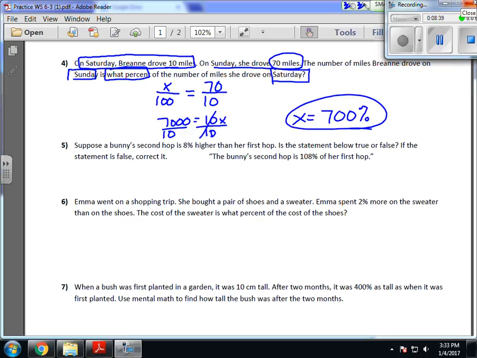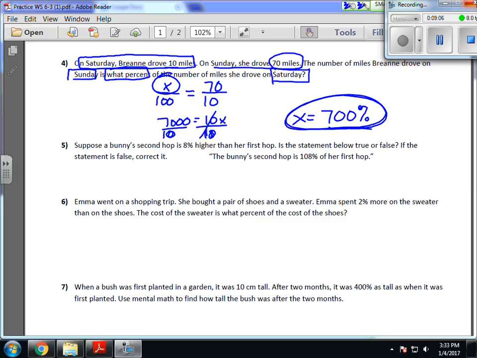All right, did you get this as an answer? Hopefully you did. We, of course, multiplied the 70 times 100 and got 7,000. Multiplied the x times the 10 and got 10x. Divided both sides by 10. And, of course, 7,000 divided by 10 is 700. And I had to tack that percent on because that's what we were looking for. It said what percent? 700%.